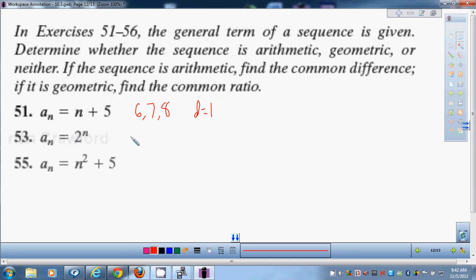Let's plug in 1, 2, and 3 into this. 2 to the first, 2 to the second, 2 to the third, 2 to the fourth. What kind of sequence is this? Geometric. And what's our common ratio? Very good.